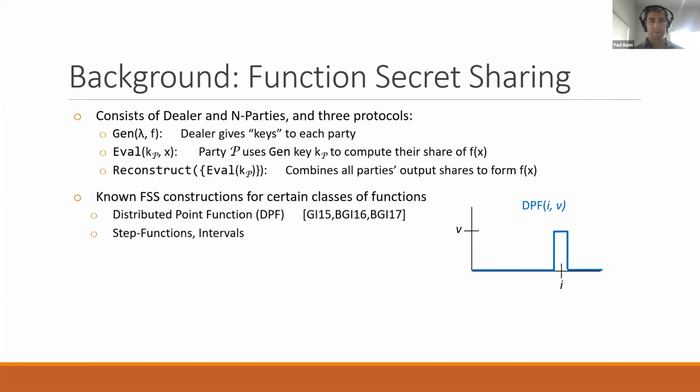As I mentioned, the subclass of functions that we're interested in are point functions, or distributed point functions in the case of FSS. A point function is pictured here on the lower right. You have a domain and some secret value i of that domain, where the function is 0 everywhere except at that point, and at that point it has some value v in the range of values. Both i and v define explicitly what the point function is, and that is what must be kept secret from all the parties.